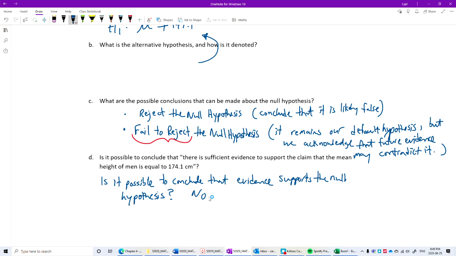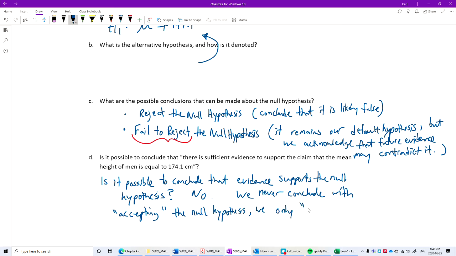And why are we so harsh or so critical about it? There's a good reason. Is it possible to conclude that evidence supports the null hypothesis? No. We never conclude with accepting the null hypothesis. We only fail to reject it.